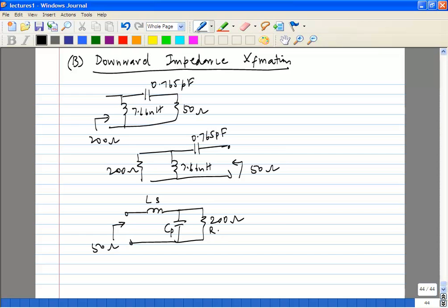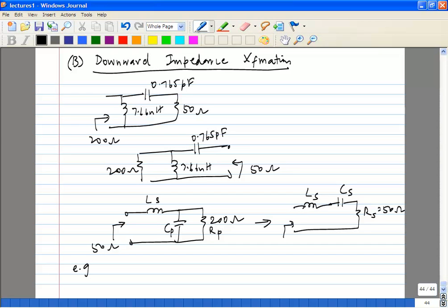And this is RP. Okay, so you would convert this to the same LS, and you have CS, you have RS, and this is 50 ohms at the frequency of interest. So of course this is called a low pass downward transformer.